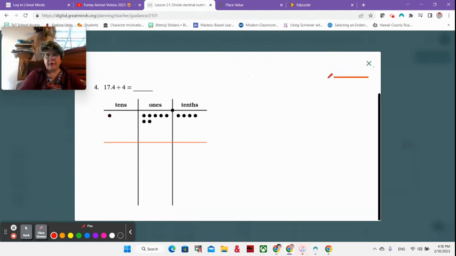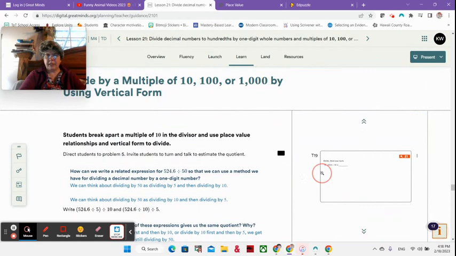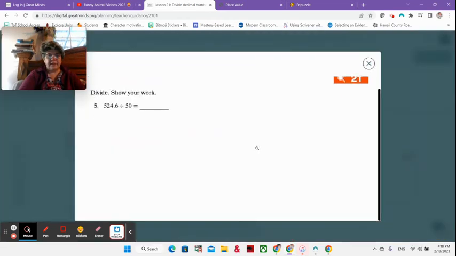Now we're going to go on to question number 5 in your book on the next page, and it looks like this: 524 and 6/10 divided by 50.